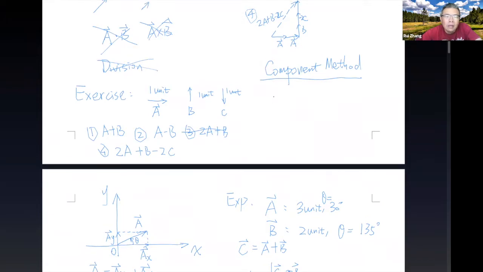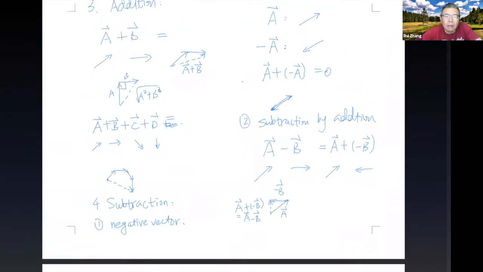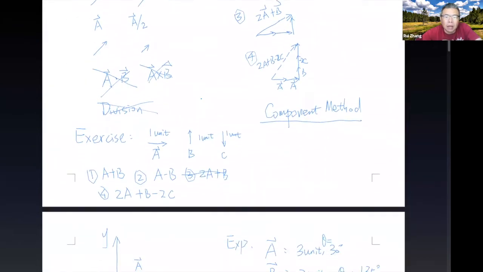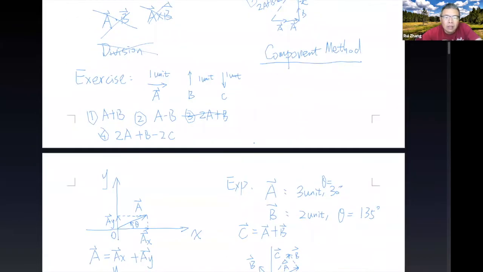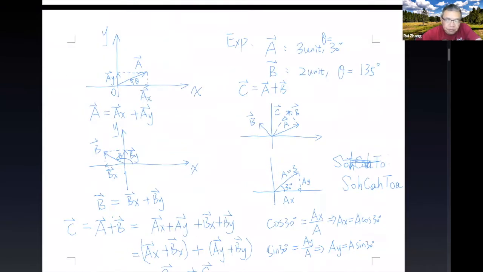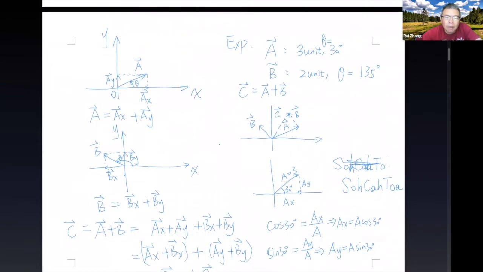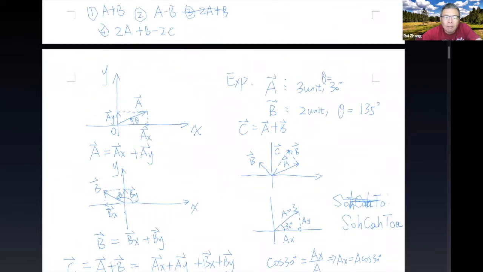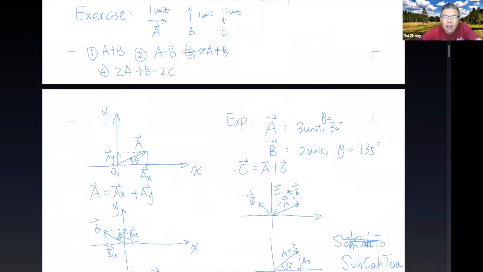This is the previous thing. All we're talking about here is the geometrical definition, but if we want to get numbers, we need to use the component method. The basic idea of the component method is you draw all the vectors in a coordinate system like this, and based on the coordinate system, you find the components like ax, ay, bx, by, and after you get the components, you add the components together.